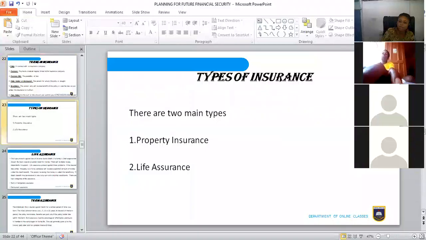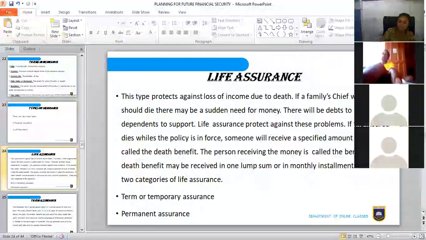Then we'll be looking at some types of insurance. We can talk about two main, but under these two main, we have a lot. We can talk about property insurance and then life assurance. With the life assurance, it protects against loss of income due to death. That is, if a family's chief breadwinner should die, there may be a sudden need for money. So there will be debt to be paid, and then dependents will need support. So life assurance protects against these problems now.